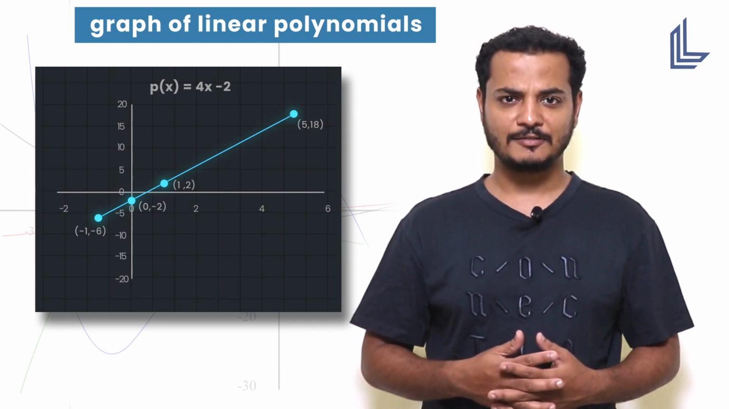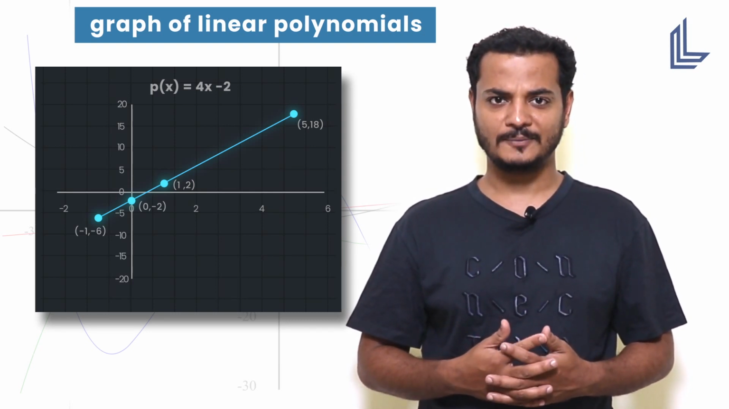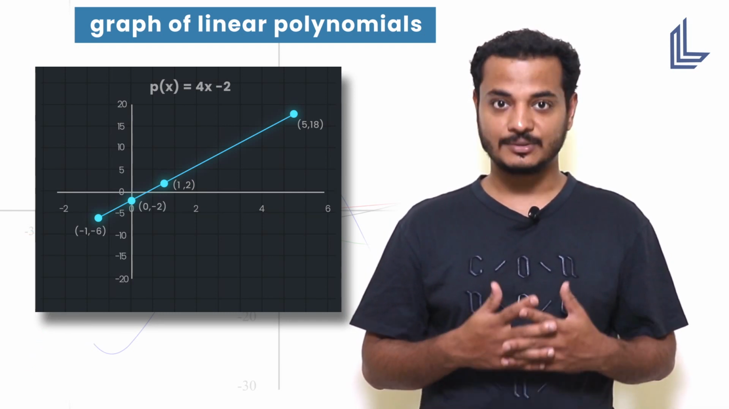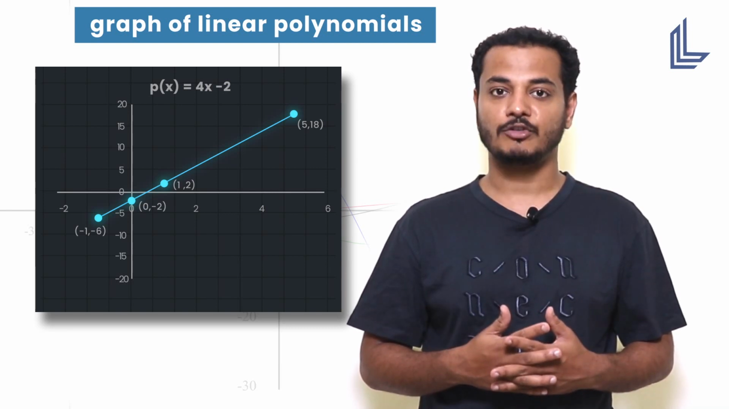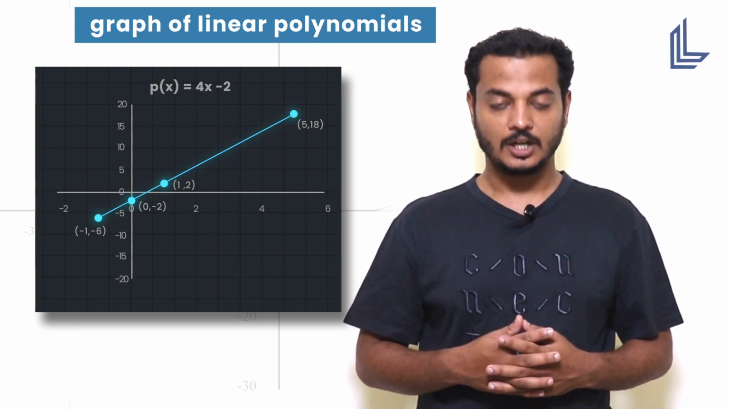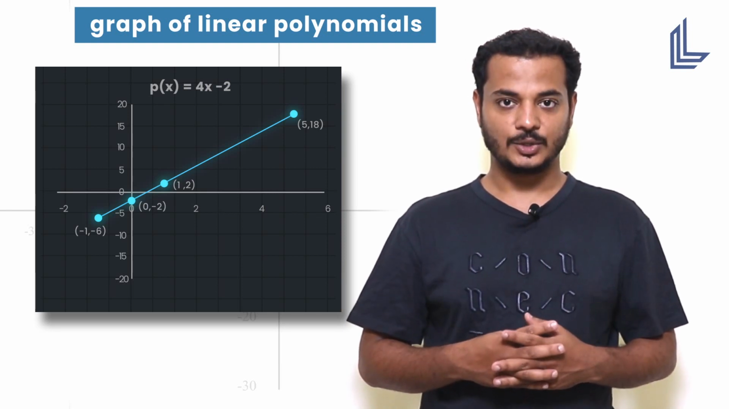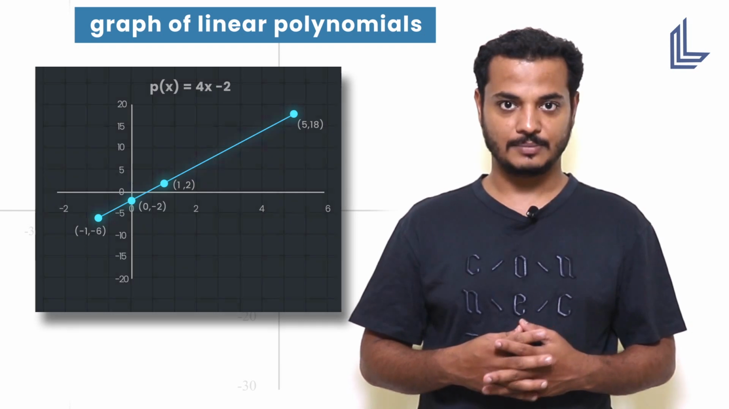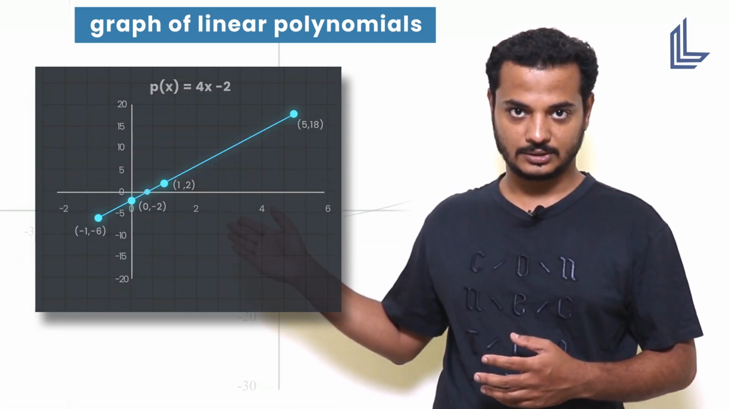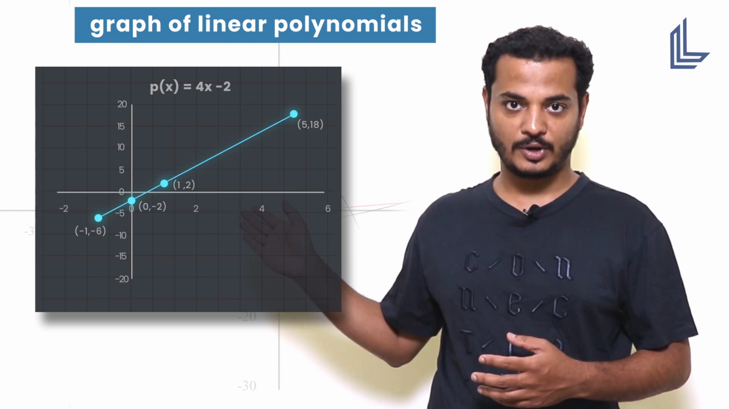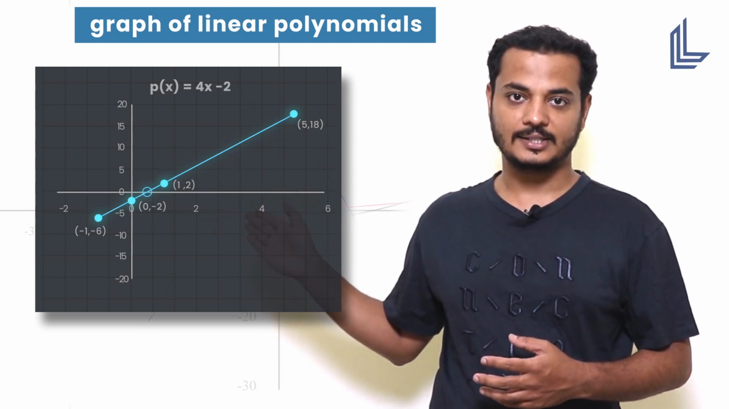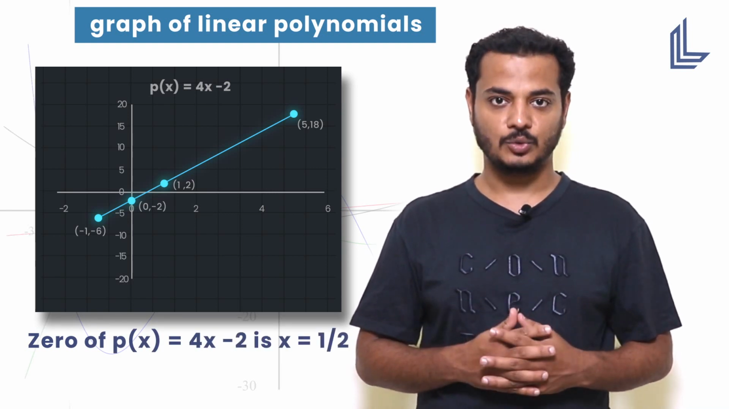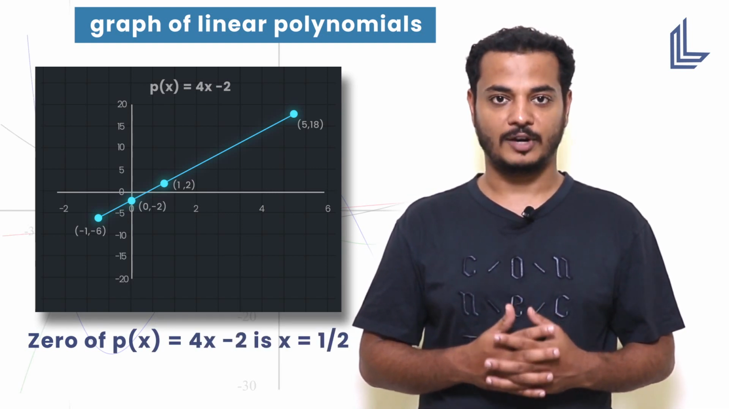Now looking at the graph, can you say what is the 0 of this polynomial? Remember, the 0 of the polynomial is defined as that value of x at which the value of p of x becomes 0. Now if you observe carefully, you can see that the value of y or p of x becomes 0 at this point. What is the value of x at this point? The value of x here is 1 by 2. So we say that 1 by 2 is the 0 of the polynomial 4x minus 2.